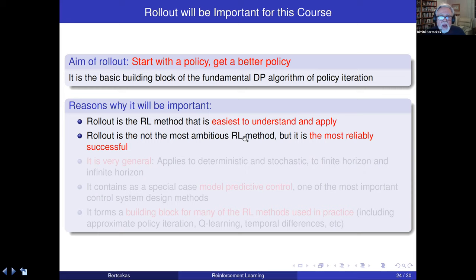Why is it not the most ambitious method? Well, you do only one policy improvement. With policy iteration, theoretically, it's possible to do multiple policy improvements and do better. On the other hand, it's difficult to get policy iteration to work for a number of reasons that we're going to examine in this course later.